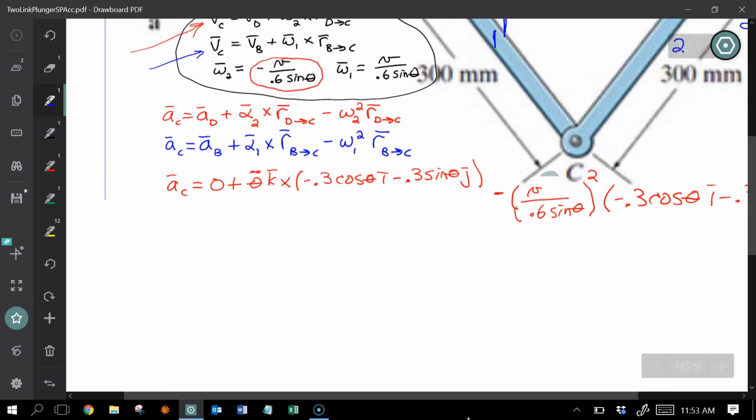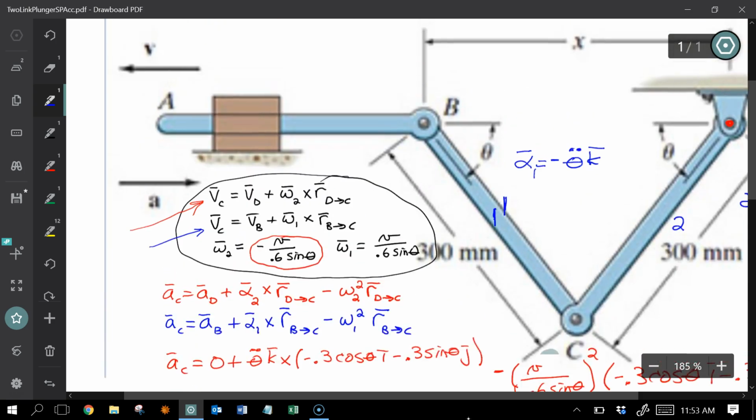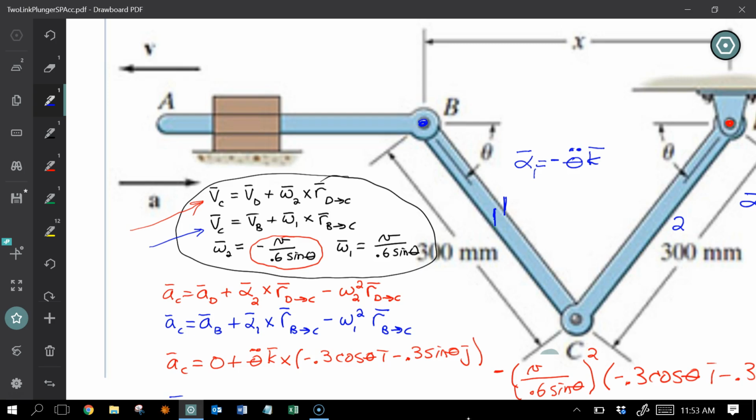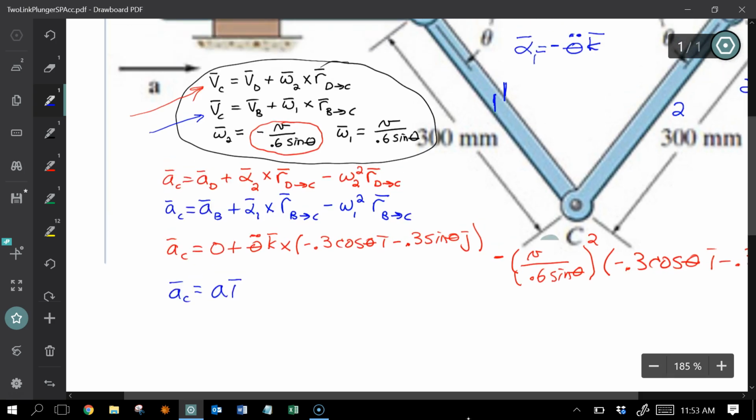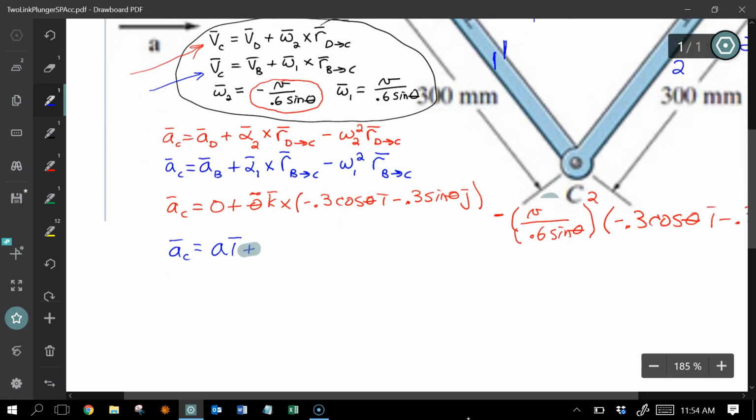Okay, acceleration of C, again I don't know anything about it, equals acceleration of B. B is in contact with this unrotating body, so all points in AB have the same velocity and acceleration because it's not rotating. Therefore the acceleration of B is little a to the right. And then I have an alpha 1. Alpha 1 is minus theta double dot k, cross the r is exactly what it was before.